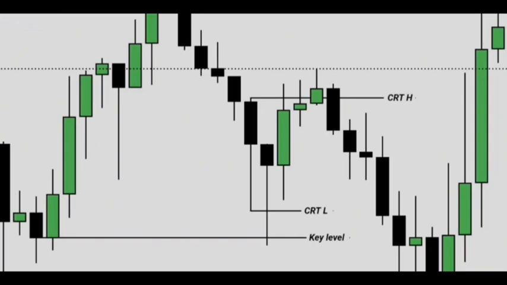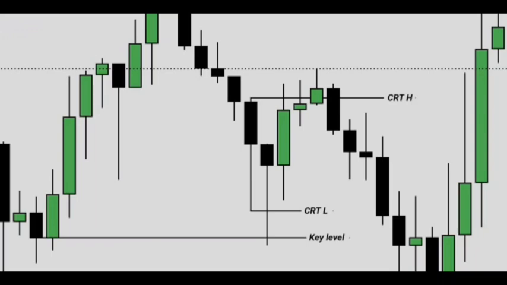Number one, it has to be 1 a.m. Number two, that 1 a.m. candle needs to be close to a key level. As you can see, this is my CRT low and this is my key level. I use this V shape as my key level, right? You see, this V shape is still very fresh. It has not been mitigated yet, right? And you see my 1 a.m. candle is close to the V shape, which is my key level.